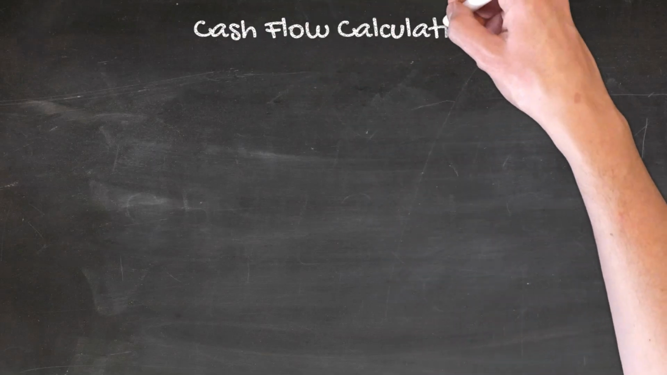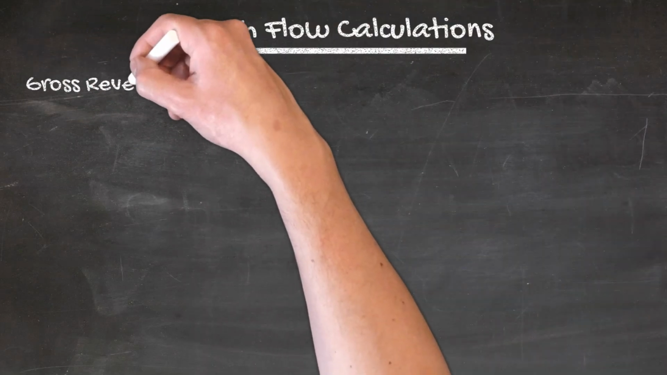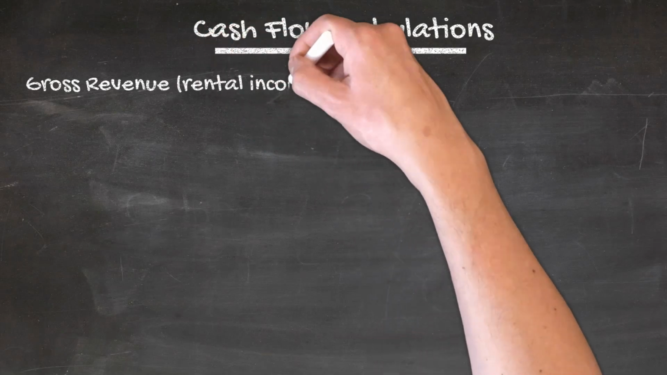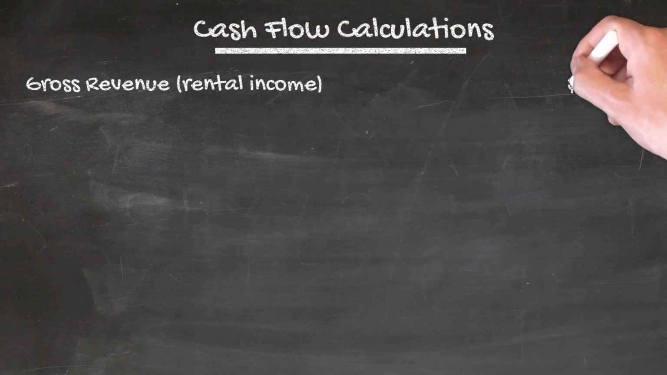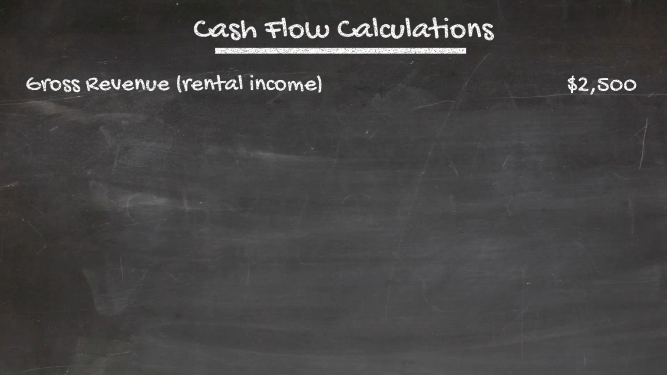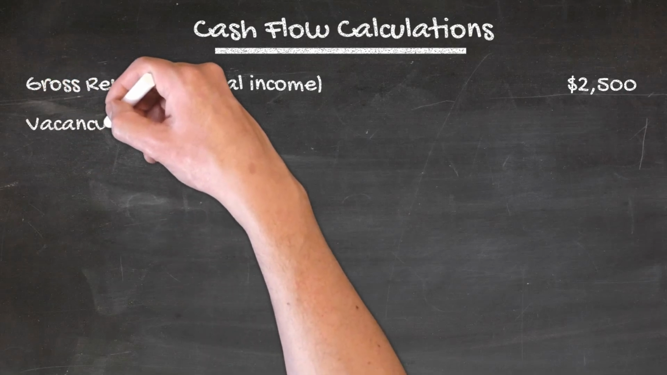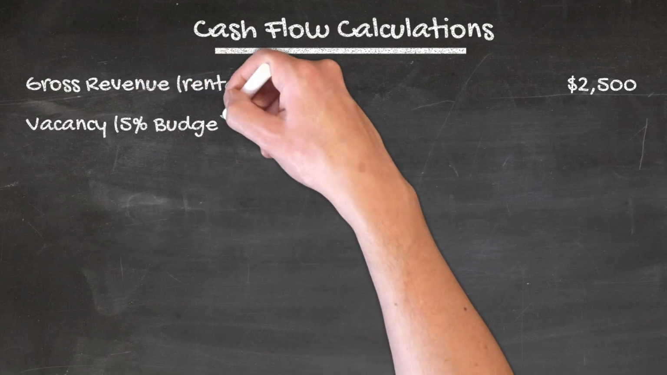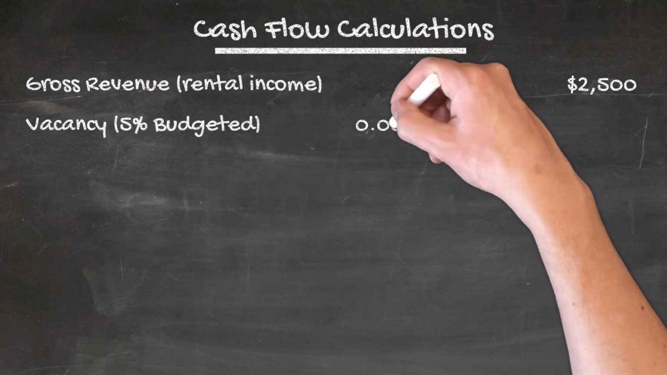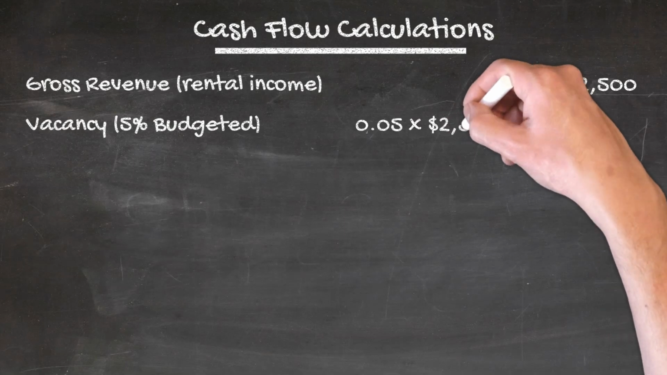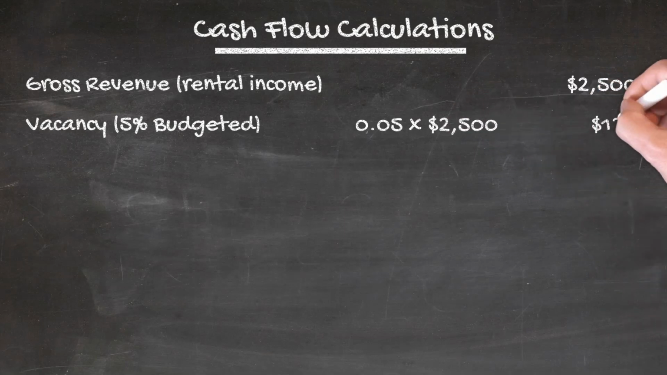The first thing you need to know is gross revenue. This is the money you expect to make from renting out the property. Let's say you plan to charge $2,500 per month in rent. That's your gross revenue. In reality, your property won't always be rented out. There might be months when it's vacant, so you need to account for that. If you expect a 5% vacancy rate, the amount you need to budget for vacancy will be $125 a month.